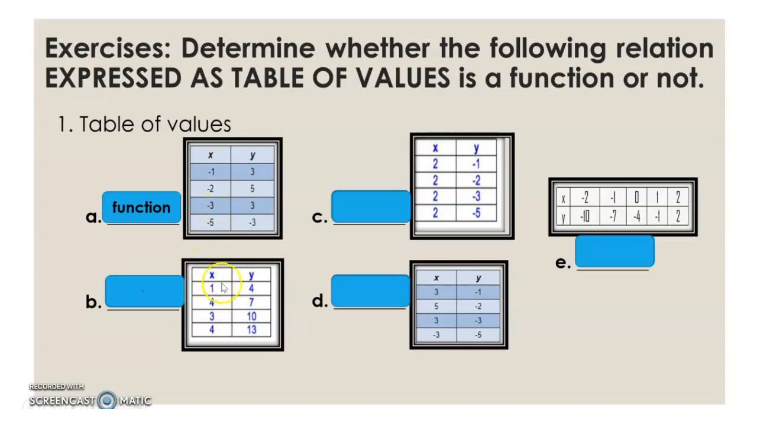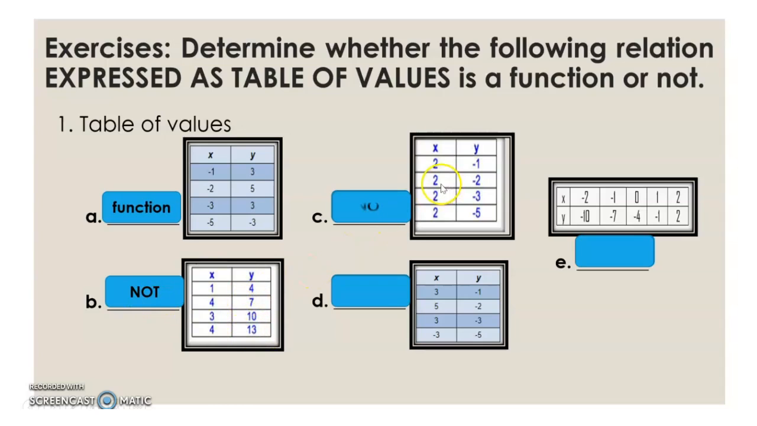The second one is not a function because 4 in the domain is repeated, and they are paired with different elements in the range. So dalawang beses na naulit yung 4 doon sa domain natin, and magkaiba yung pares niya. So that means 4 is paired with two different elements in the range. We have 7 and 13. So this is not a function.